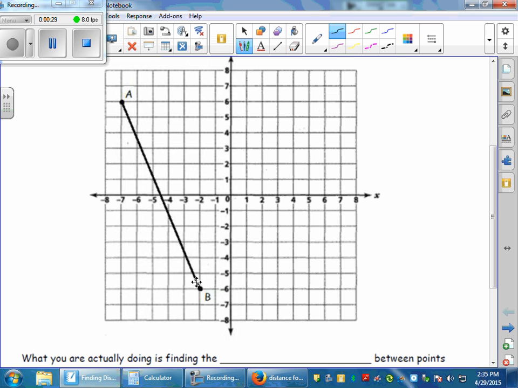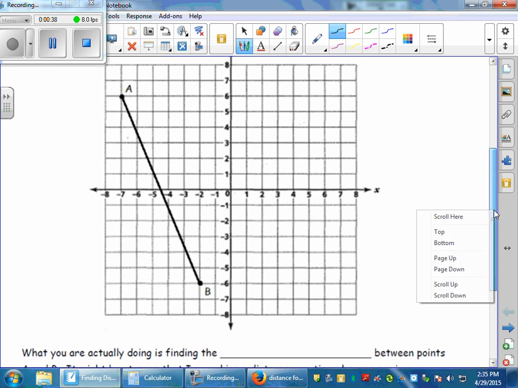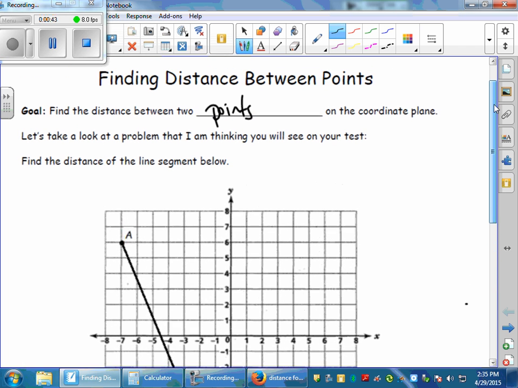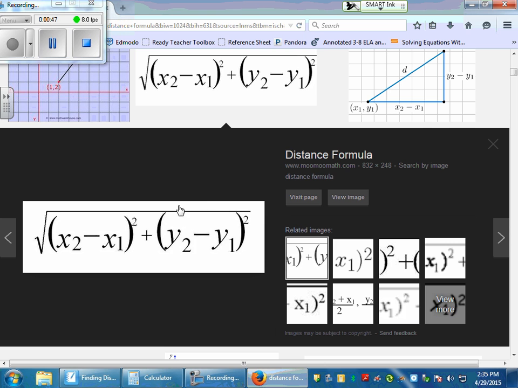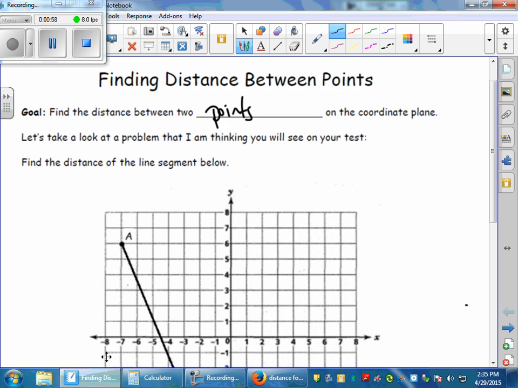Now, it's impossible to do it by counting because these aren't nice blocks. It's going by halves and stuff like that. So there's actually a formula that goes along with it. I went on Google and I just typed in distance formula, and one of the first things that popped up, as you can see, is right here. Looks nasty. And actually, the first time that I did this, I was in 10th grade. But because you guys are smarter, and I know a better way to teach it, I'm going to teach it to you now.